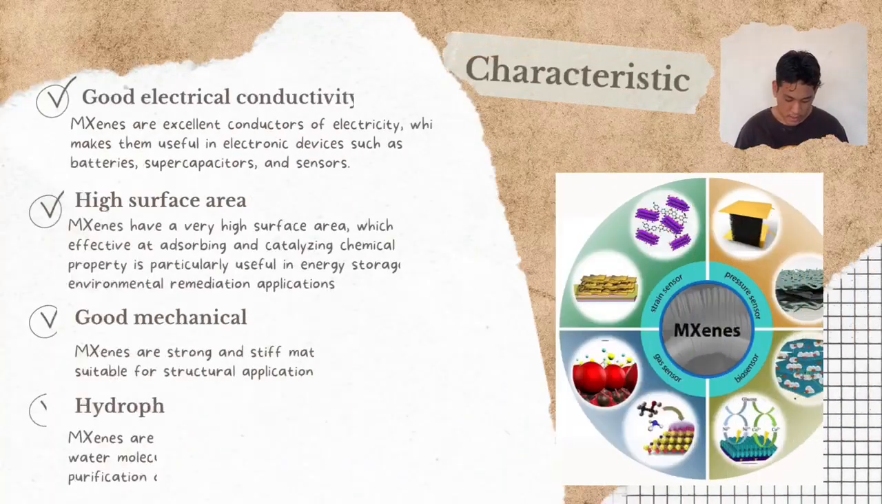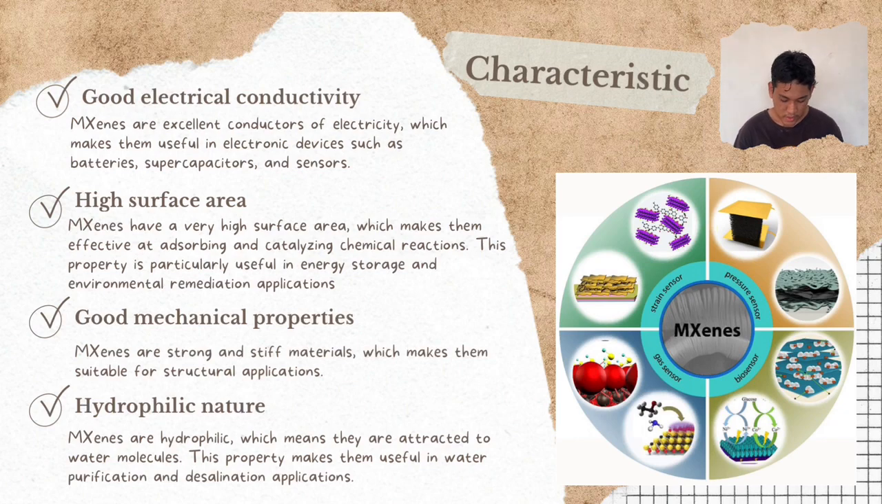So the characteristics of mesh ink are, first, good electrical conductivity. Mesh inks are excellent conductors of electricity, which makes them useful in electronic devices such as batteries, supercapacitors, and sensors. Next is high surface area. Mesh inks have a very high surface area, which makes them effective at absorbing and catalyzing chemical reactions. These properties are particularly useful in energy storage and environmental remediation applications.